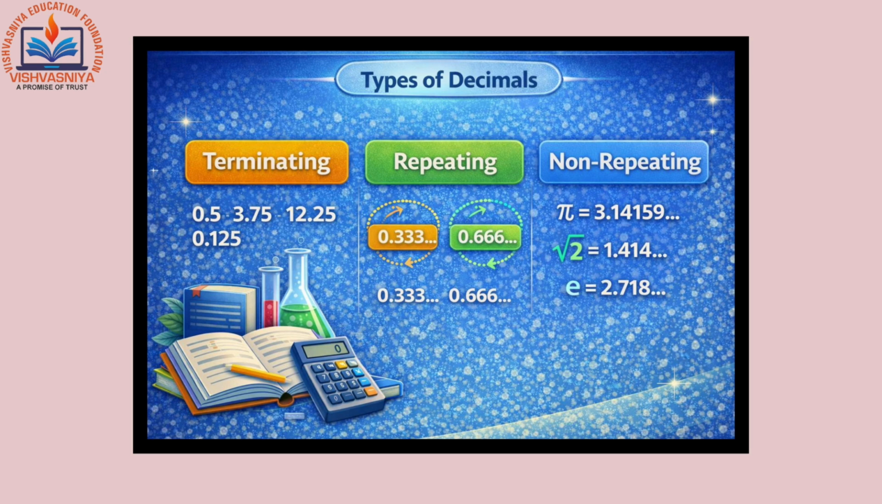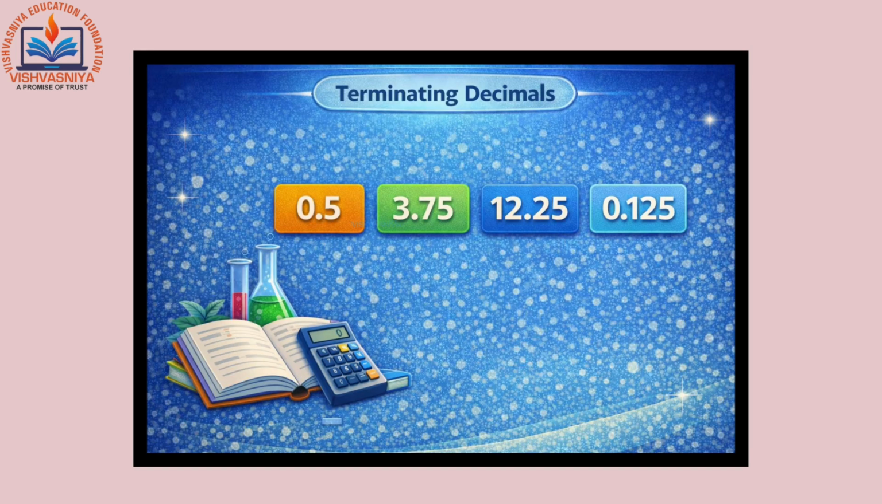Decimal numbers are classified into three main types: terminating decimals, repeating decimals, non-terminating non-repeating decimals. Let us understand each type. A terminating decimal ends after a fixed number of digits. For example, 0.5, 3.75, 12.25. These decimals can be written as fractions.